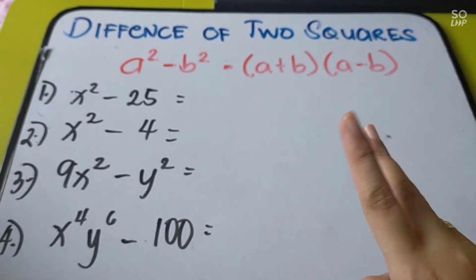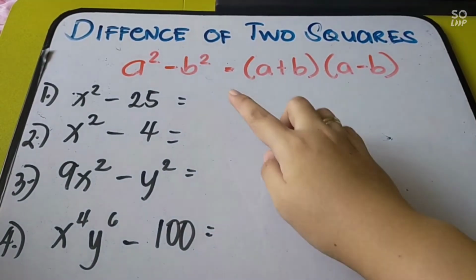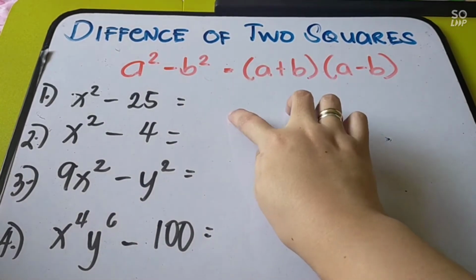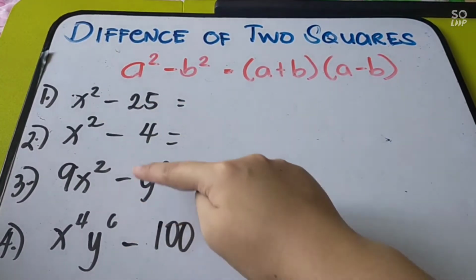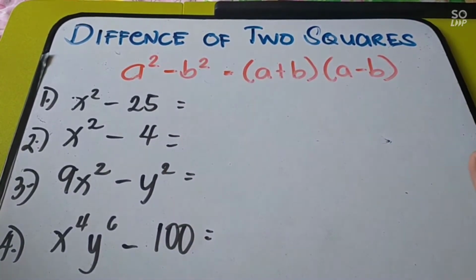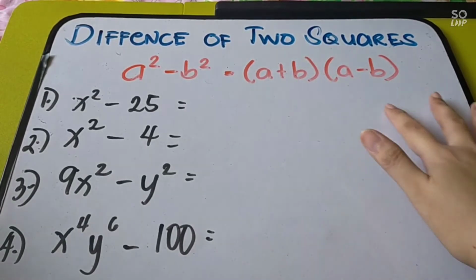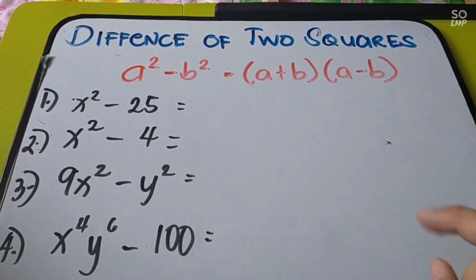So, meaning, dalawa lang yung given terms natin, and then parehas na perfect square siya, and then lagi siyang minus sa gitna. Laging minus. Okay? So, wala ka rin common na makikita dito. Kapag may common ka nakita, ang una mong gagamitin ay common monomial factor.